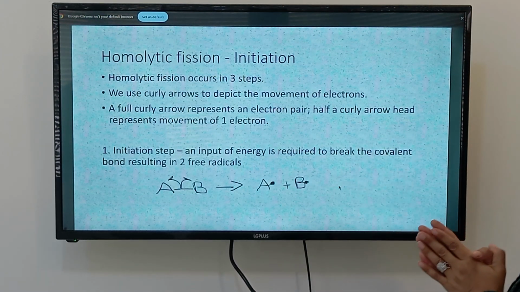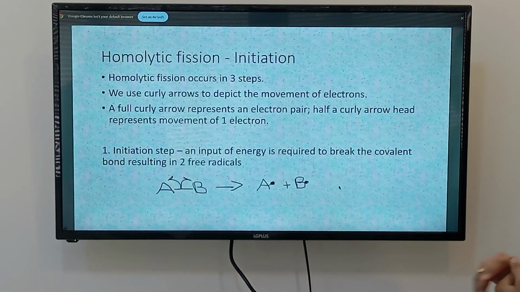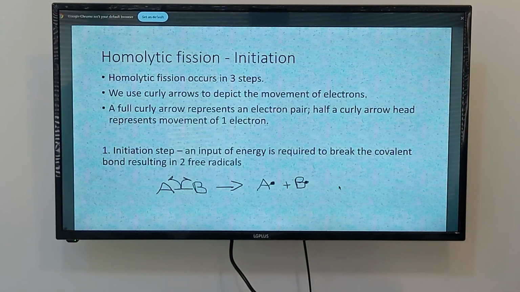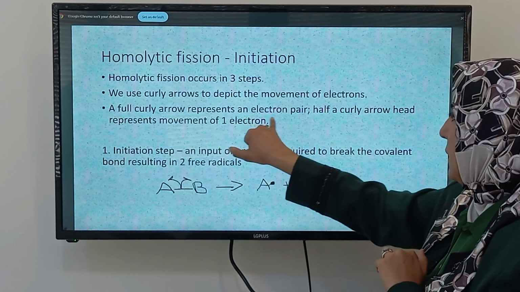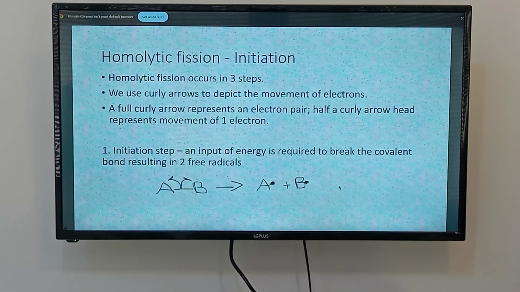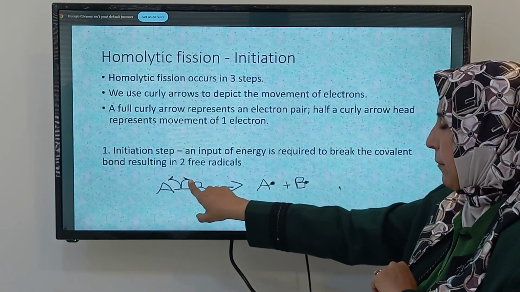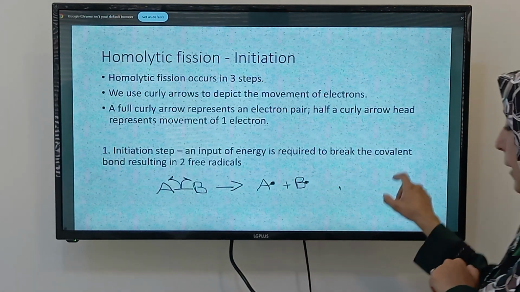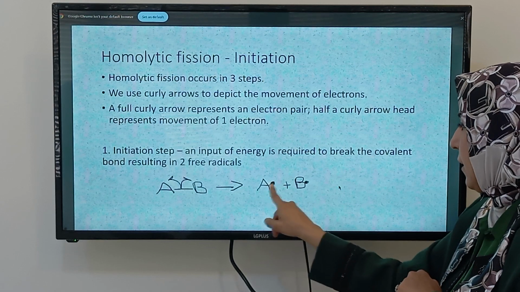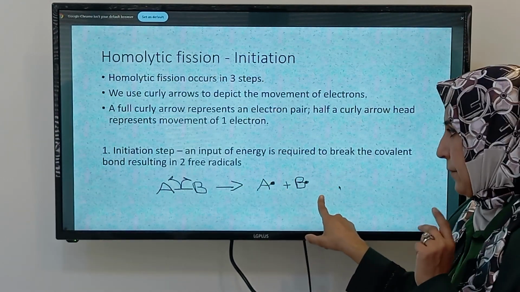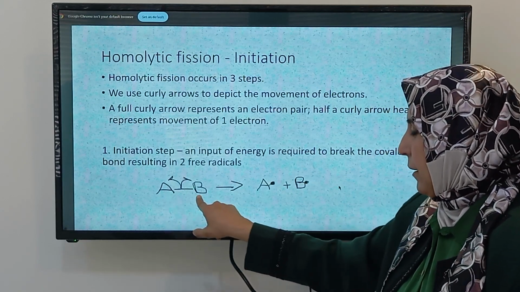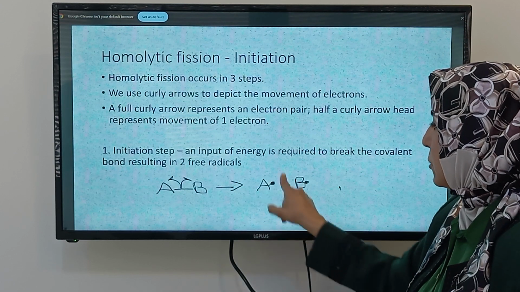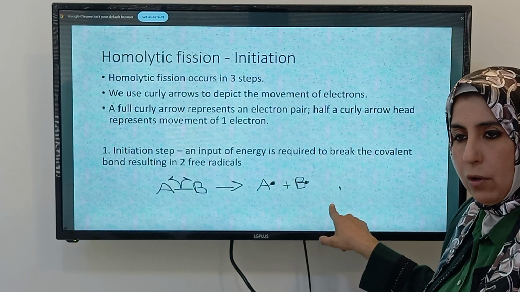Homolytic fission, as we said before, occurs in three steps. We use curly arrows to depict the movement of electrons. A full curly arrow represents an electron pair. A half curly arrow, or half-headed arrow, represents the movement of one electron. First is the initiation step: an input of energy is required to break the covalent bond, resulting in two free radicals. As we see here with A and B, when we break the covalent bond, the products have one electron with A and another electron with B.